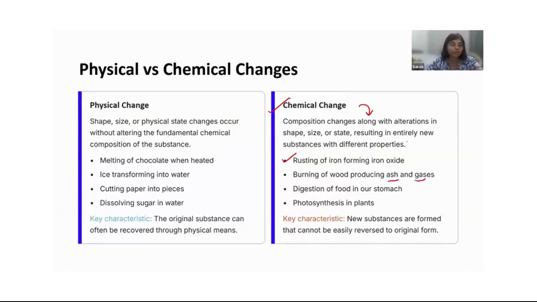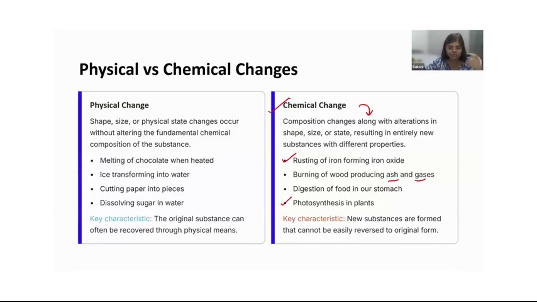Right. Again, digestion of food in our stomach. There are so many acids and enzymes present in our stomach that act on the food to digest it and convert it into proteins, fats, right? So again, it is irreversible. You cannot reverse it, right? Once the food is digested, it is digested. We cannot get food back from that, right? So the chemical properties of the food are changed, right?